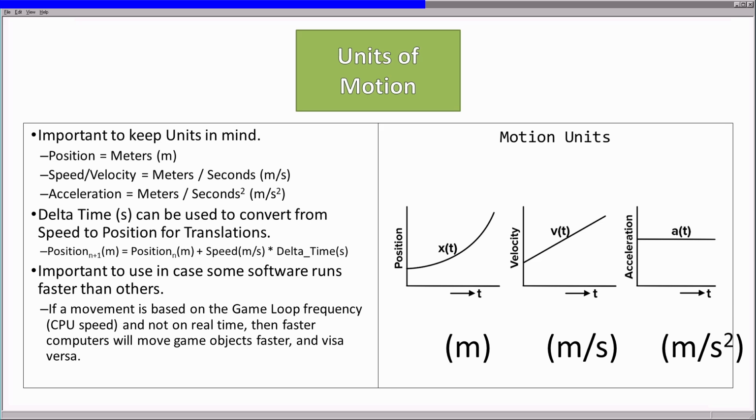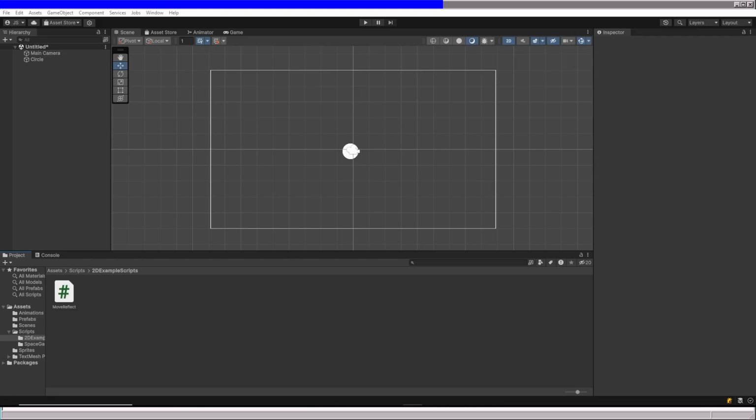This can be very important in the case that some software can be run faster on other machines. If the movement is based on the game loop's frequency, which is based on the CPU speed, then it is not real time. In fact, faster computers will move the game objects faster, and slower computers will move them slower. In other words, they'll behave differently. Once again, we revisit this example and we're going to create two different versions, one that uses Time.deltaTime and one that does not.